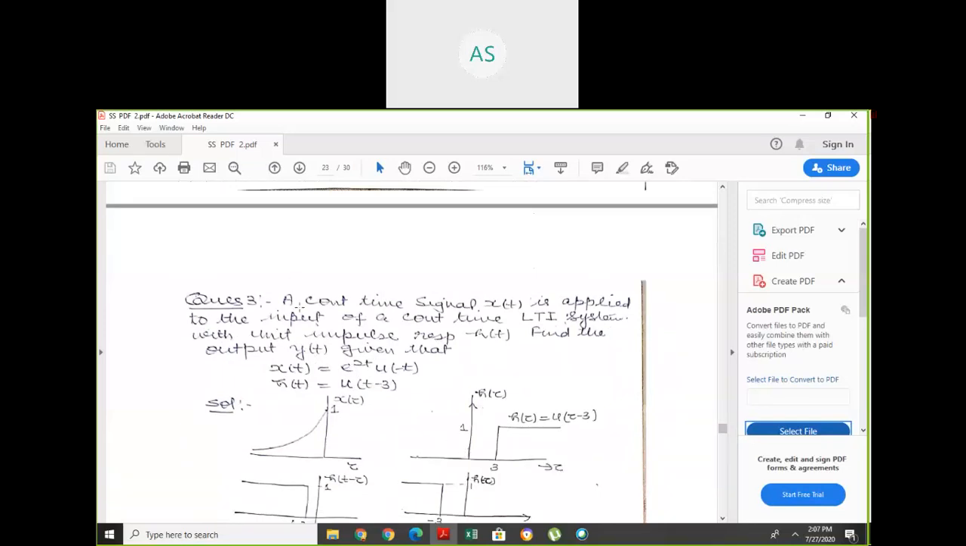Next question is, a continuous time signal x(t) is applied to a continuous time LTI system, linear time invariant system, with unit impulse response h(t). This is the unit impulse response. Find the output y(t) given that x(t) is equal to e^(2t) u(-t) and h(t) is equal to u(t minus 3).